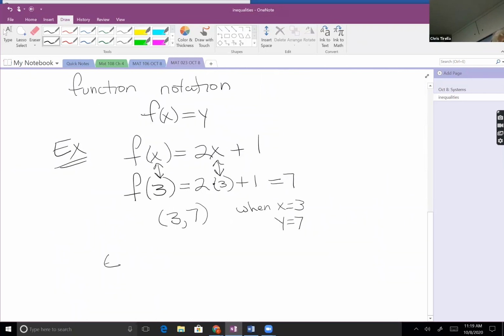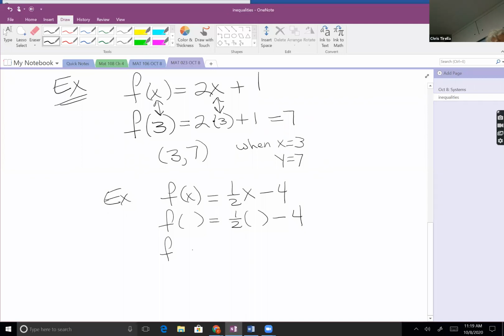So again, let's say I have another one. Let's say I have f of x equals 1/2 x minus 4. What that really is saying is x is a placeholder. F of whatever I put in parentheses is 1/2 of what was in the parentheses minus 4. The variable is like an empty space, a placeholder. So if I want f of 10, that would be 1/2 times 10 minus 4. Half of 10 is 5, minus 4 is 1.